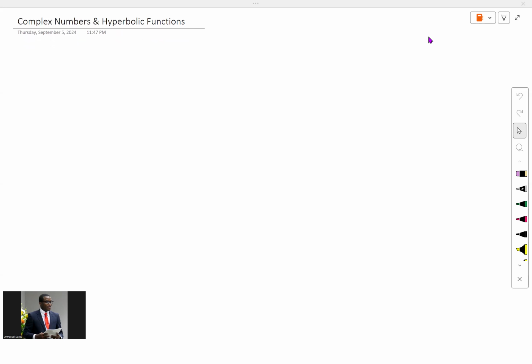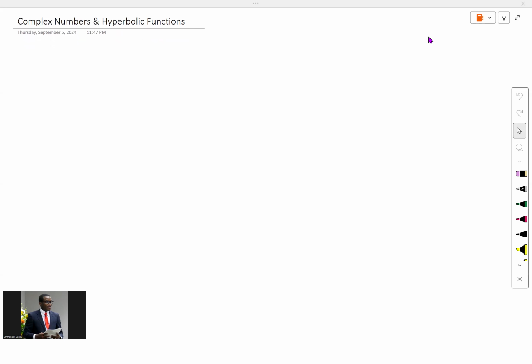So hyperbolic functions such as sinh x and cosh x have a strong connection with complex numbers, due to their relationship rather with exponential functions.